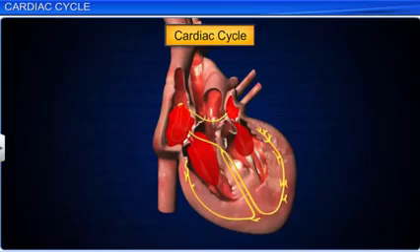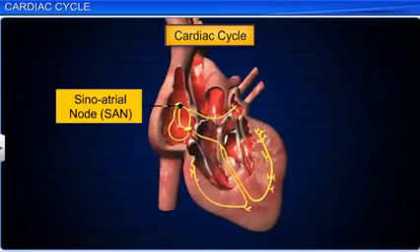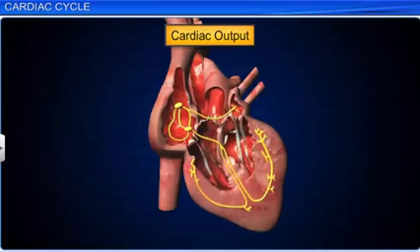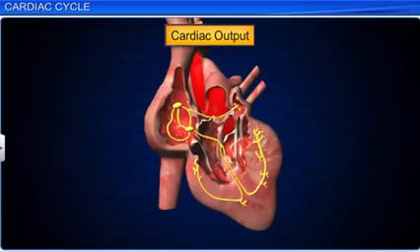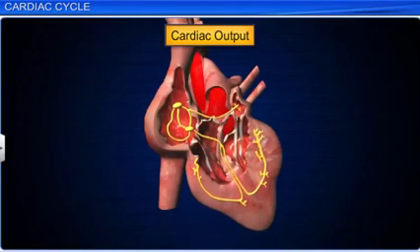Now the four chambers are once again in a relaxed state or joint diastole. This sequence of events is repeated again as the SAN generates another action potential, resulting in the cardiac cycle. Cardiac output or efficiency of the heart is calculated using the volume of blood pumped by each ventricle per minute. Normally, each ventricle can pump around 70 milliliters of blood per minute, which is also called the stroke volume.